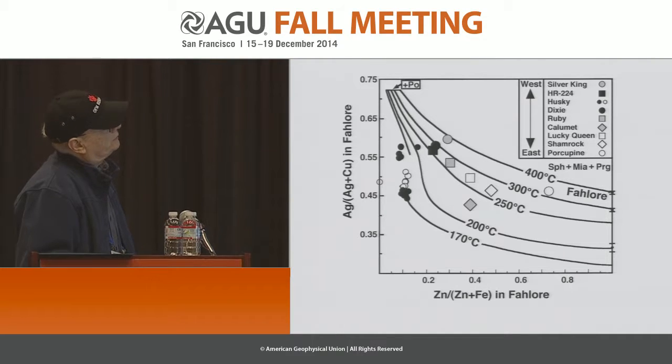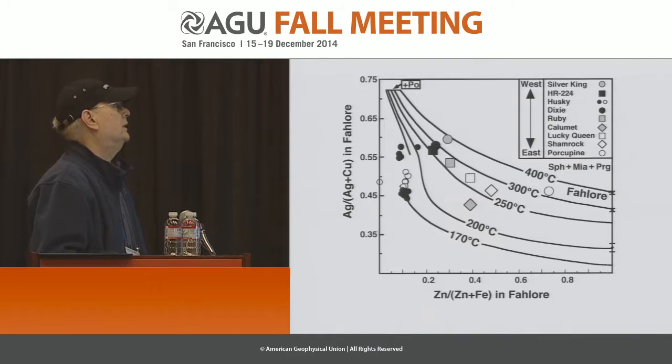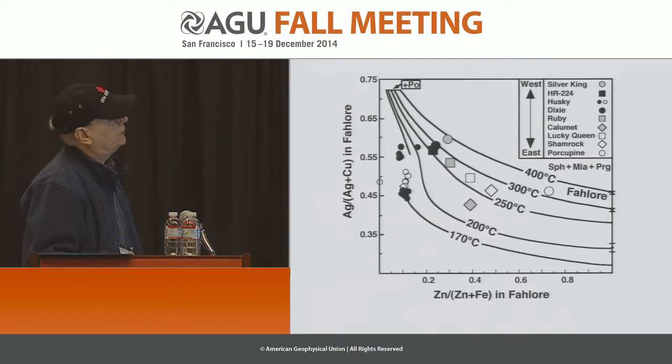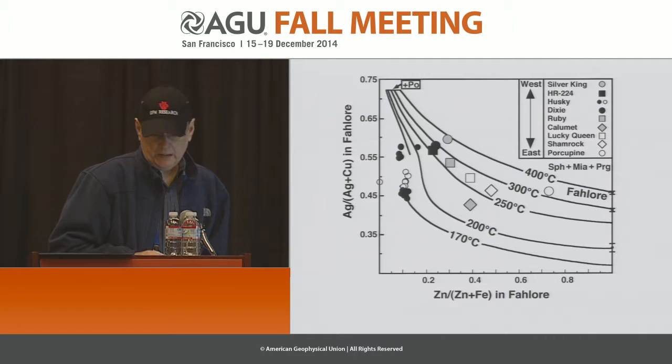And you'll see that from east to west here, we have a trend of increasing silver over silver plus copper in the fahlore and decreasing zinc over zinc plus iron in the fahlore. And what's interesting here is that I've overlaid on this the compositions of fahlore in equilibrium with sphalerite, miargyrite, and pyrargyrite in the quinary system of the sulfides of the metals silver, copper, zinc, and iron, and the semi-metal antimony.